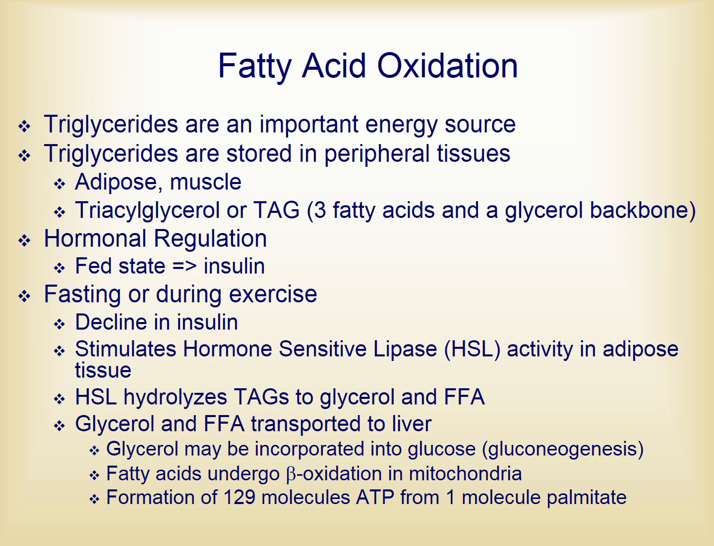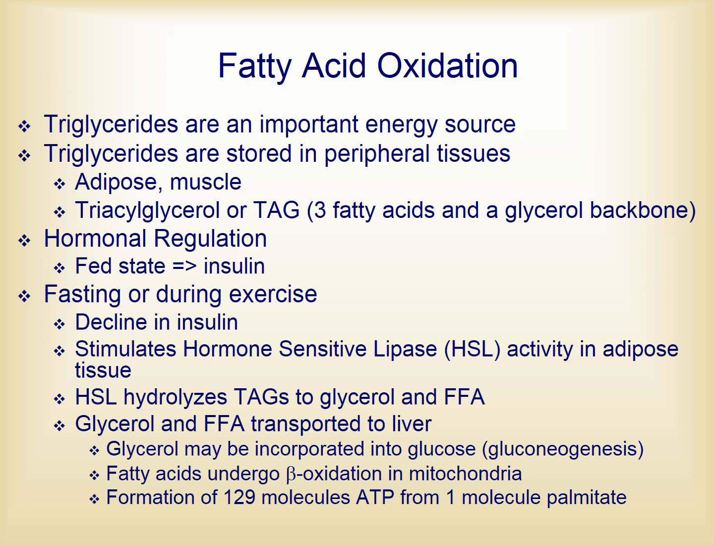The fatty acids are not gluconeogenic, so they cannot form glucose, but they are an important source of energy. They undergo beta oxidation in the mitochondria. Just as an example of how much energy we can get from one of these molecules of fatty acid, 129 molecules of ATP can be formed from 1 molecule of palmitate. Palmitate happens to be a 16-carbon fatty acid.